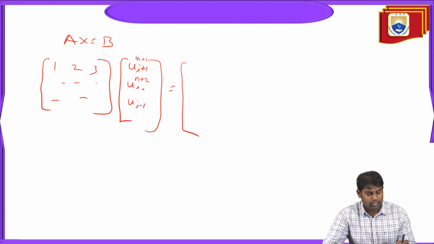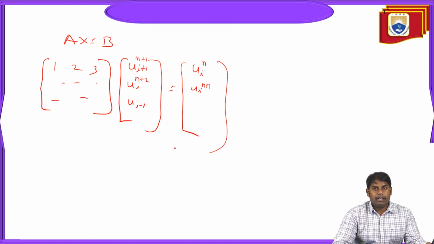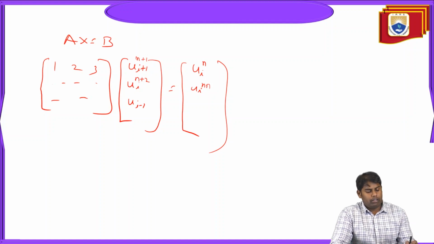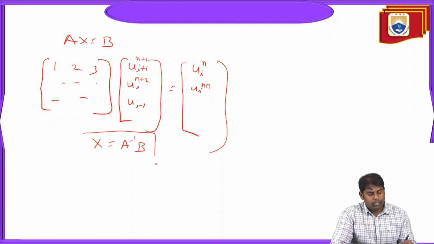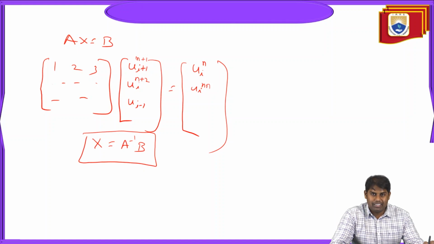So the values will vary. The coefficient matrix size will vary, and accordingly the column vector size will vary. So this will also vary: u of i to the power of n, u of i to the power of n plus 1, and so on. So what we do is arrange it in the form of a matrix, and to get the solution vector for x, we get A inverse B. So this is what we do for the implicit scheme.